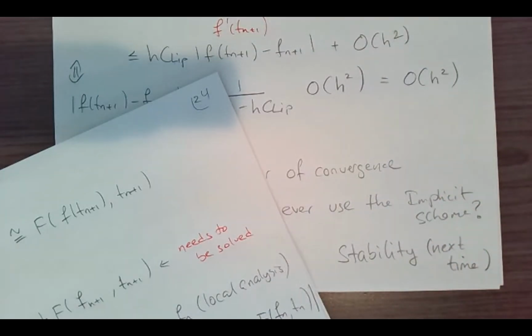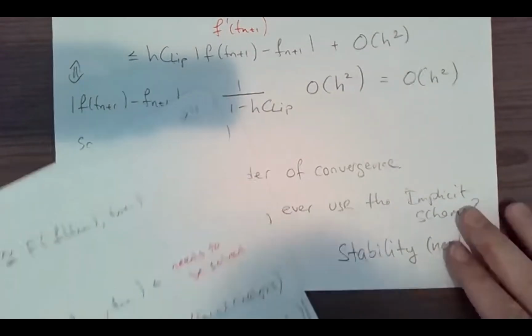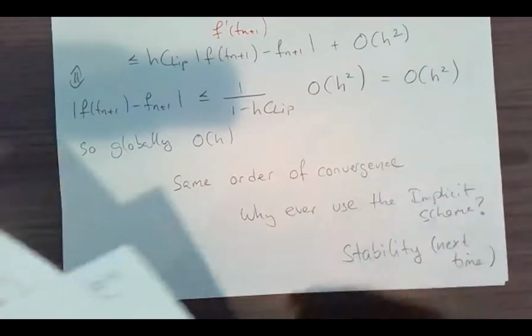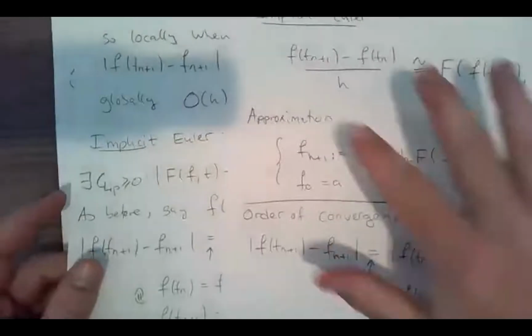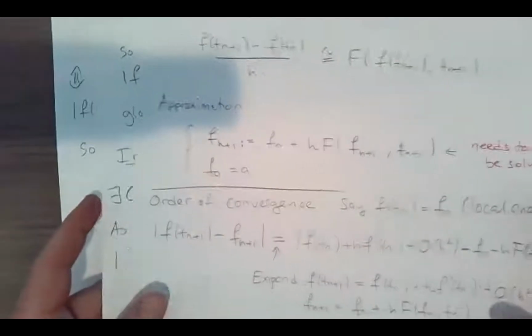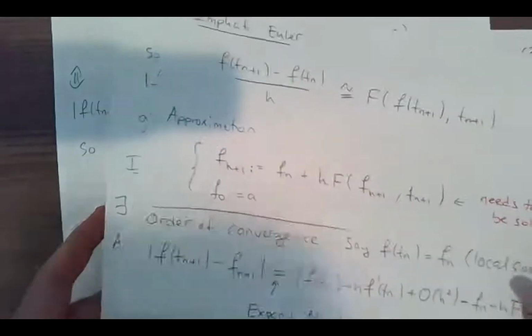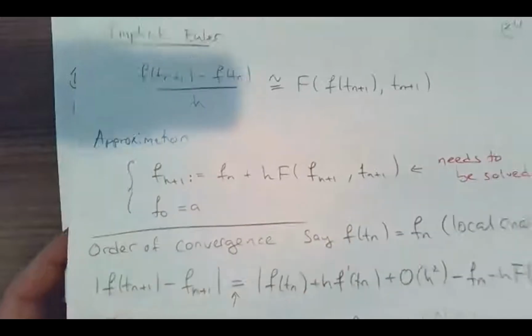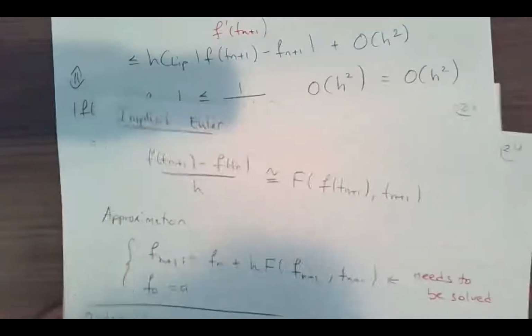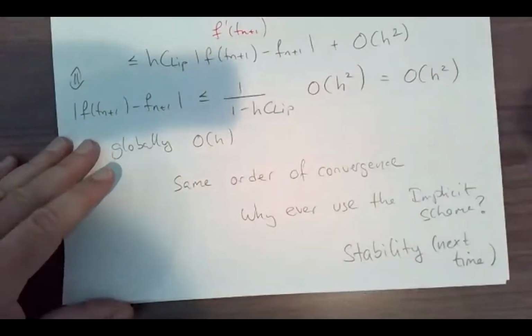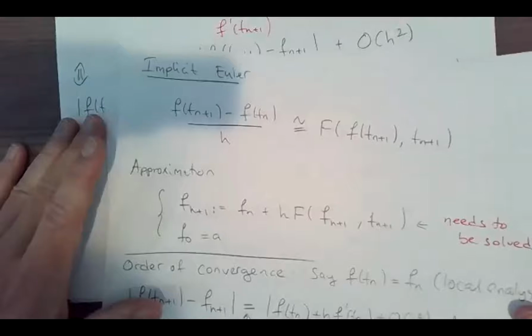I think this is a good place for us to stop, and then next time we can continue. There's one more scheme. We have talked about the implicit and the explicit. There's one more scheme which is called the Crank-Nicolson method, and I want to talk about that next time.